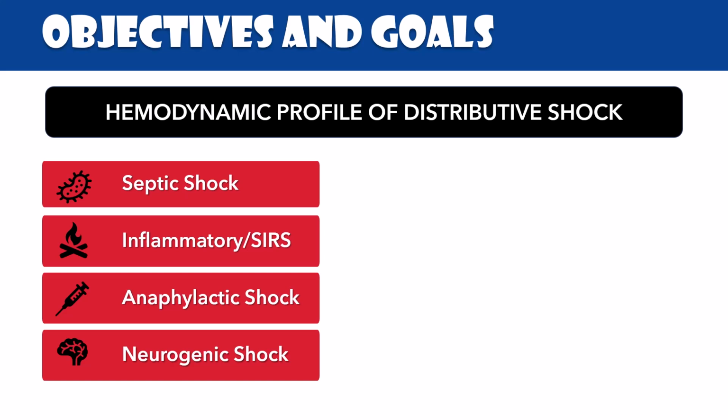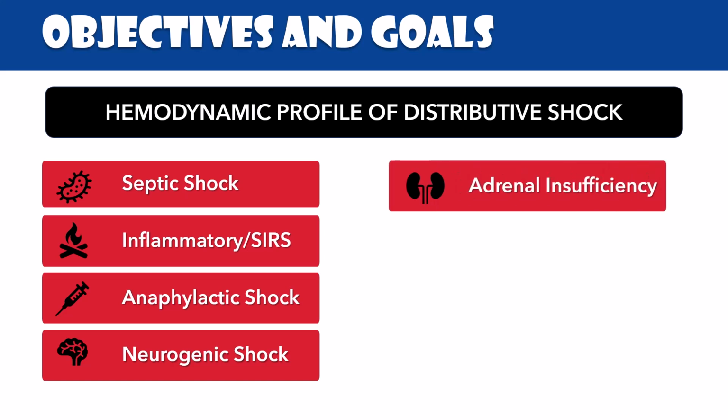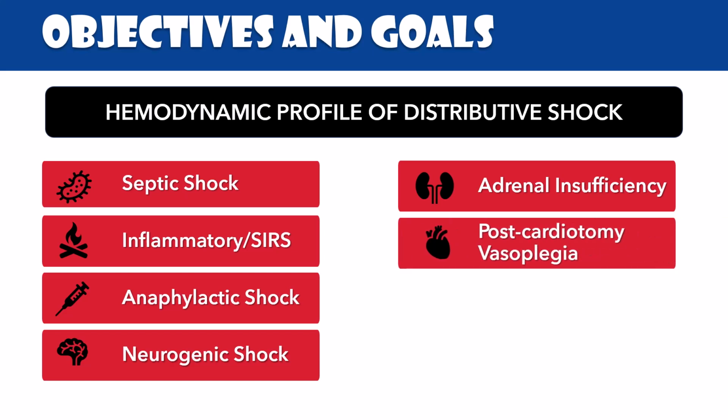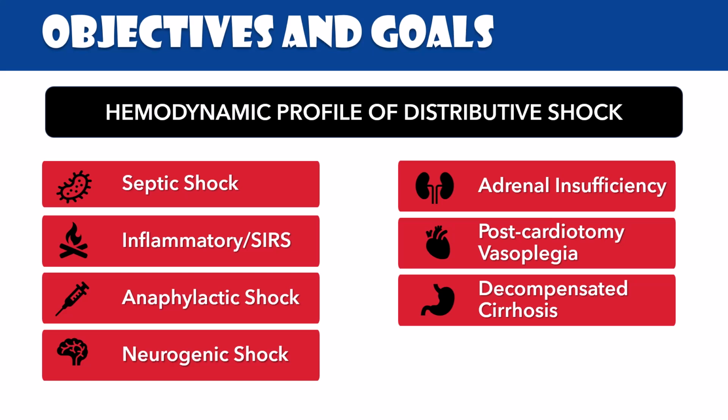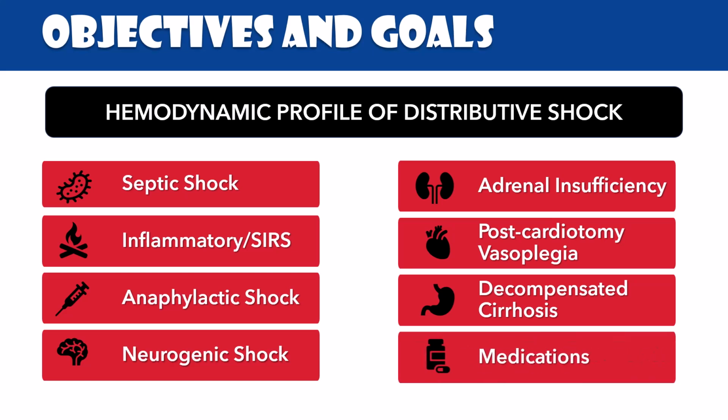And while there are a few pathogenic endocrine-driven processes worth mentioning, I feel you'll be most exposed to adrenal insufficiency, so that's what we're going to discuss in this lecture. I have separate videos on the more rare, sexier diseases like myxedema coma and thyroid storm. We'll cover post-cardiotomy vasoplegia, decompensated cirrhosis, and lastly, we'll have a brief chat on examples of how some medications can put us into a vasodilatory distributive shock.